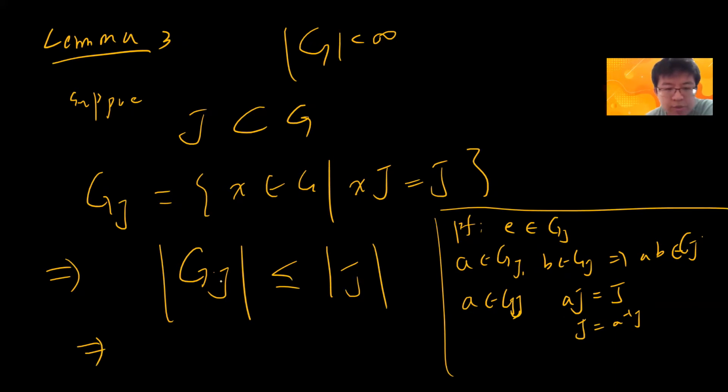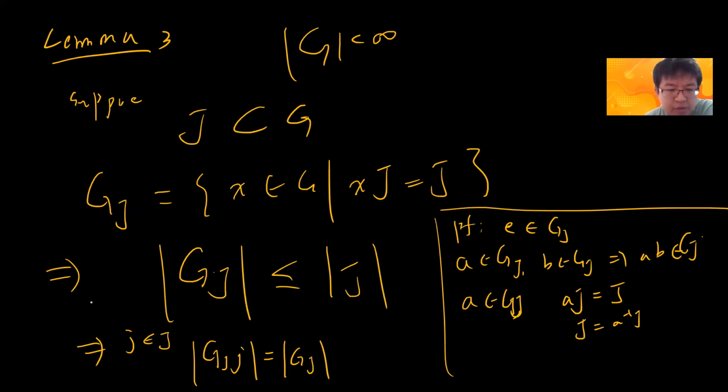Okay, so once you know G_J is a group, then let's say you take J belonging to J, and you ask what is JG_J? So G_J is a group, right? So the order of JG_J will be G_J.